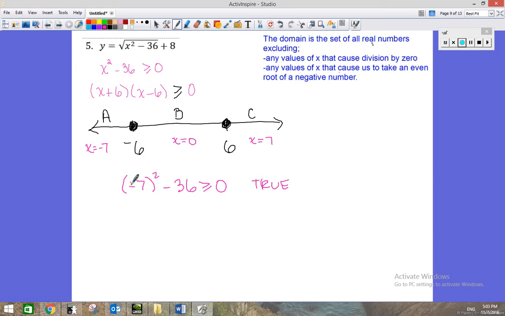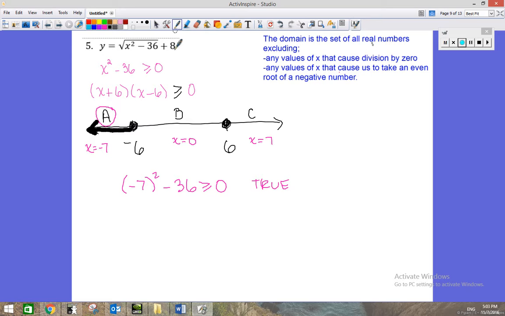Well, negative 7 squared is 49, and 49 minus 36 is 13. And yes, that's bigger than or equal to 0. That's a true statement. So since it's true for this test point, it's going to be true for all of the points in my region A. That means all of those points in region A are going to be in my domain.